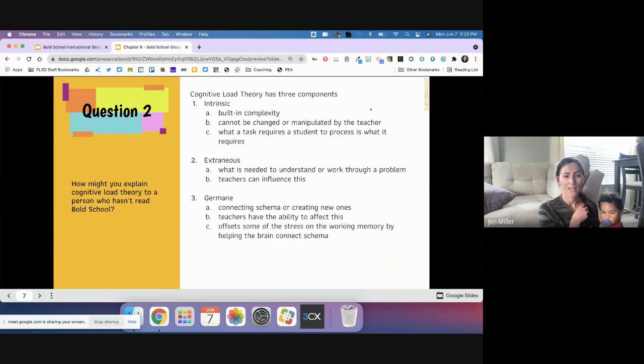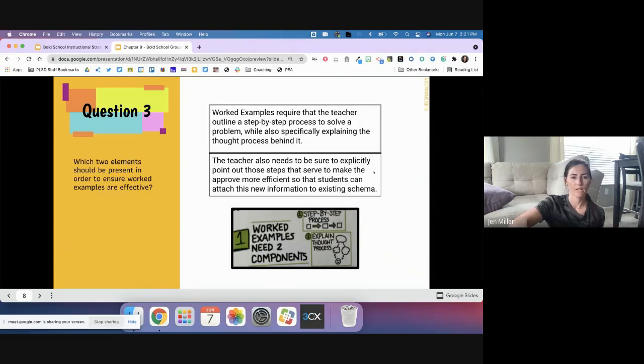The extraneous one is what is needed to work through a problem, and the teacher can influence this partially. And then the last one, germane, is connecting schema or creating new ones. The teachers do have the ability to affect this one, and it helps offset some of the stress on the working memory by connecting it to previous things. So when you're able to take new material and connect it to their older material, they're able to process it a little differently and retain that information a little better. And then the next slide.